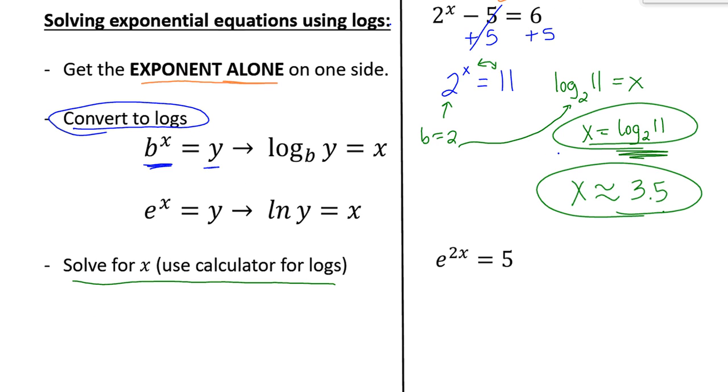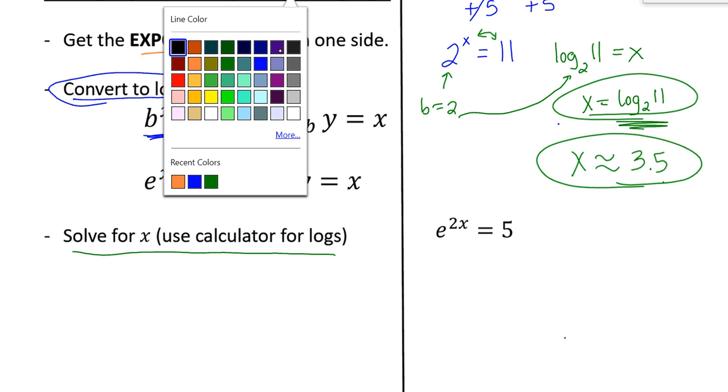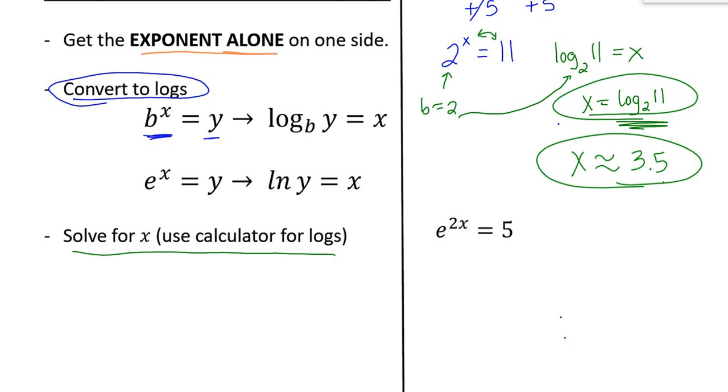Okay, let's talk about this next one right here. This one's got an e. Now hopefully you remember that e automatically produces an ln, right? ln. So you replace e with ln, and then these guys are going to swap places again. So 5 now goes over here, and the 2x goes on that side. I prefer my x's on the left, so I'm going to flip-flop these guys. I just mirror imaged it.